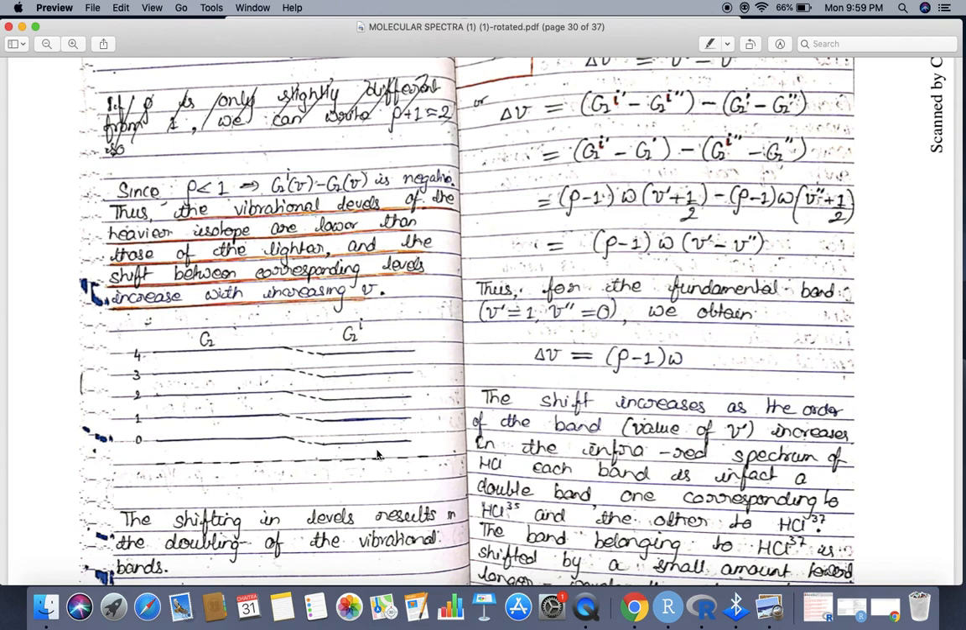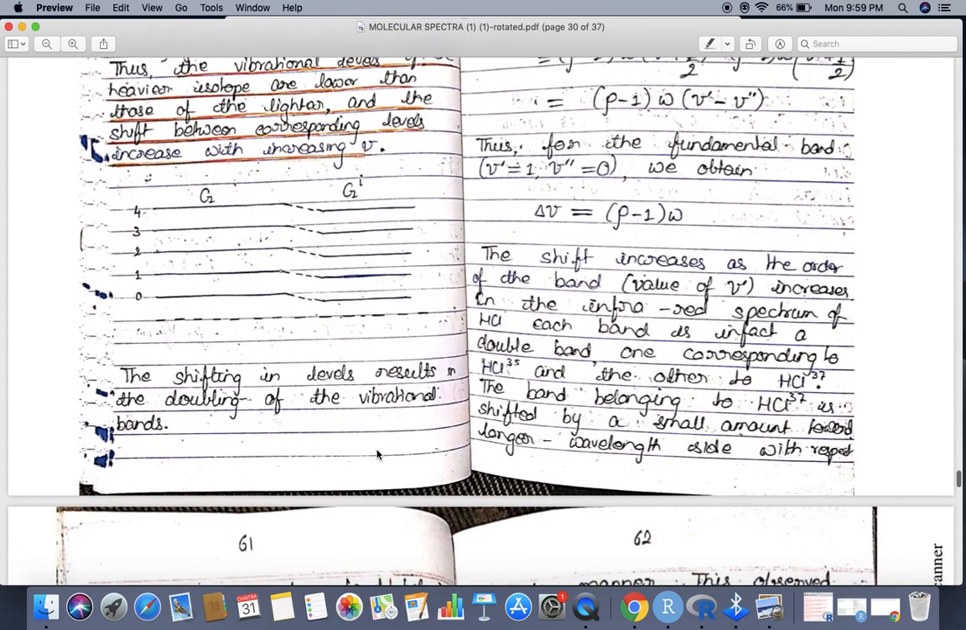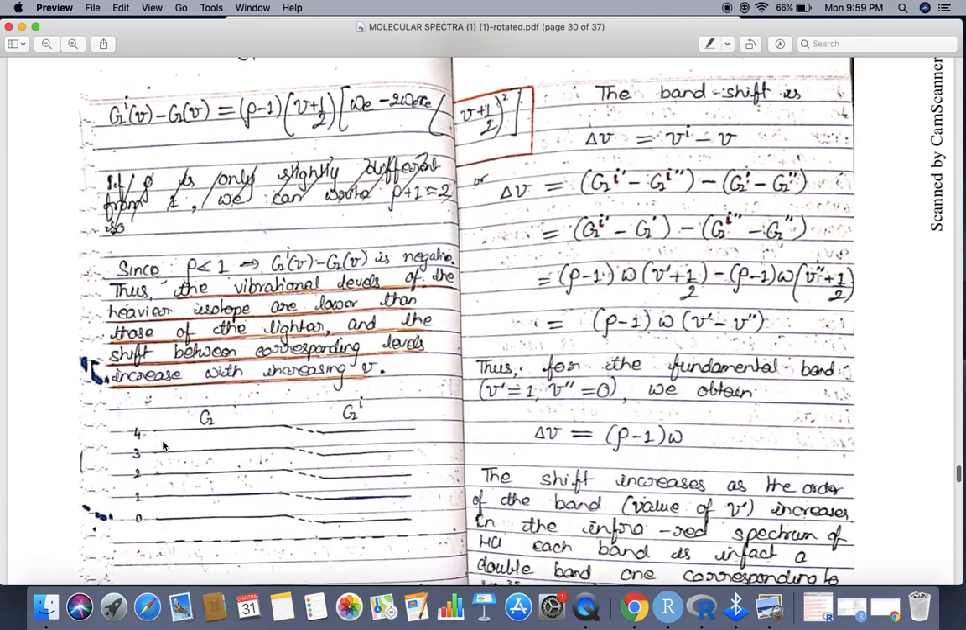The same thing we have seen in the case of our rotational spectra as well. The shift in levels results in the doubling of the vibrational bands. Once both molecules are there, you have a doubling of the band. Corresponding to one molecule you have one fundamental band, and corresponding to its isotope there will be the fundamental band again, or any excited band, but they will be almost overlapping each other.